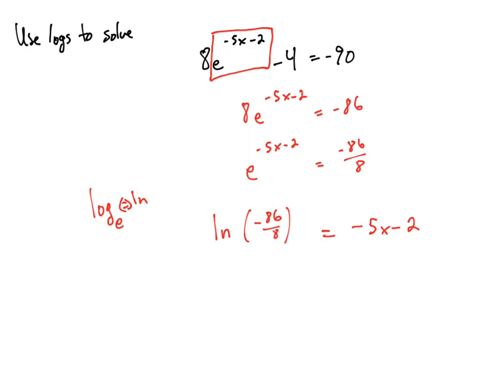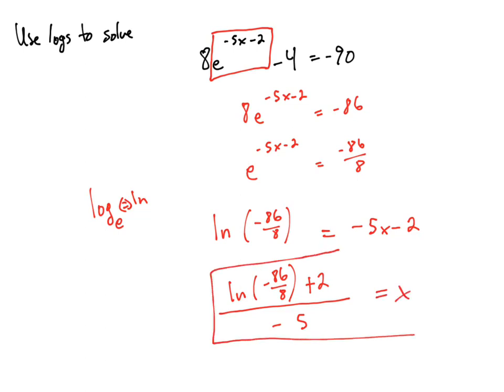Okay, so then what I'm going to do is add 2 to both sides and divide by negative 5. So we end up with ln of negative 86 over 8 plus 2. The 2 does not go inside the argument of the logarithm. Only negative 86 over 8 is inside the logarithm. And we're going to divide everything by negative 5, and that will give us x. So that is our exact solution.